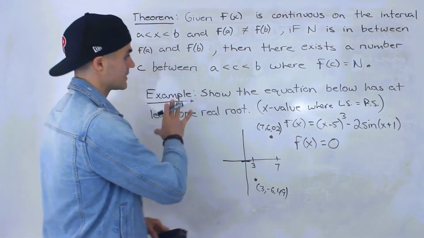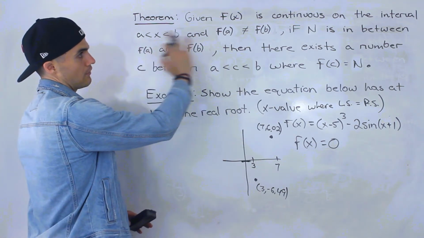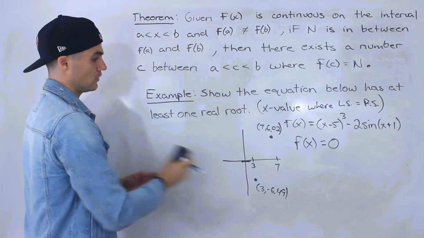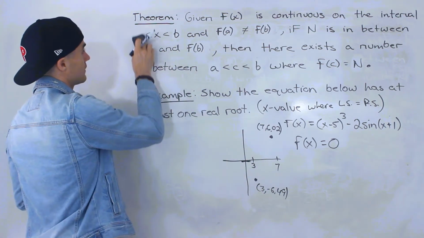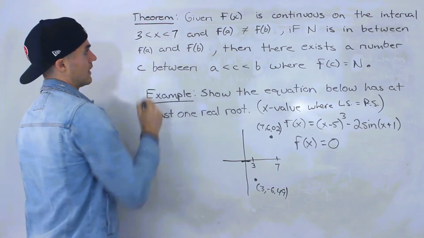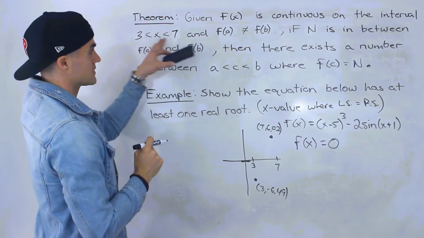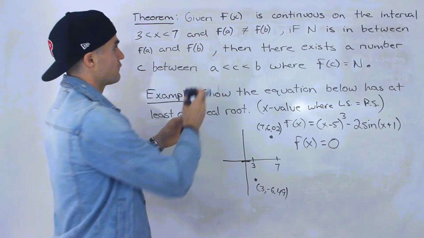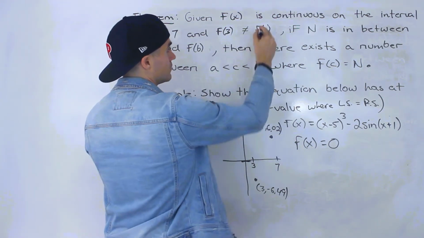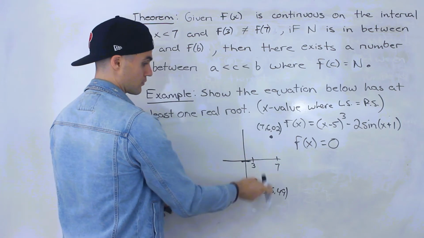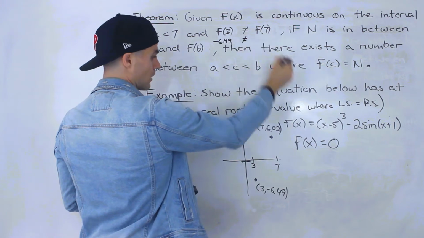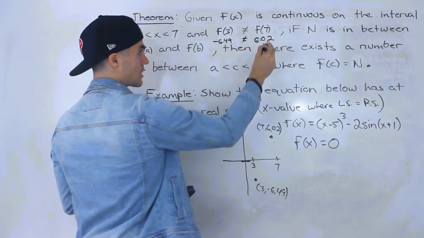But let's properly state it. So let's take these parameters and throw them into this theorem. Given f of x is continuous on the interval 3 to 7, those are the two x values that we picked, which it is, as we showed that it is continuous on this interval. And f of a, or f of 3, does not equal f of 7, which it doesn't. Remember, f of 3 is negative 6.49, and that does not equal f of 7, which is 6.02, so that's all good.